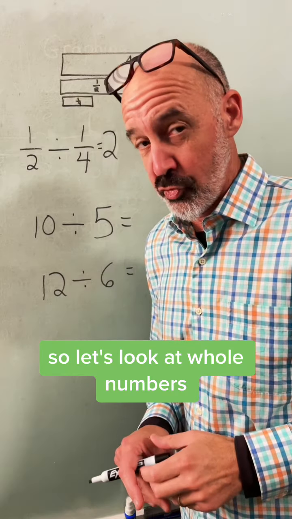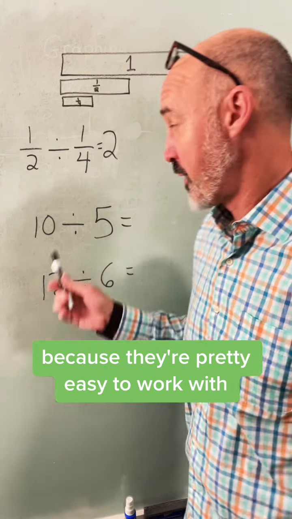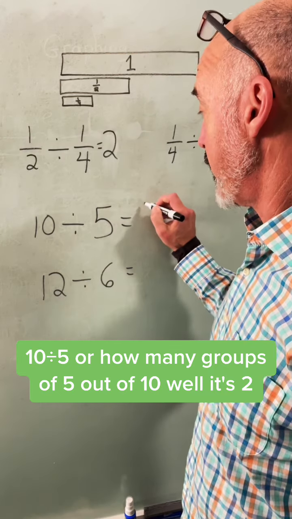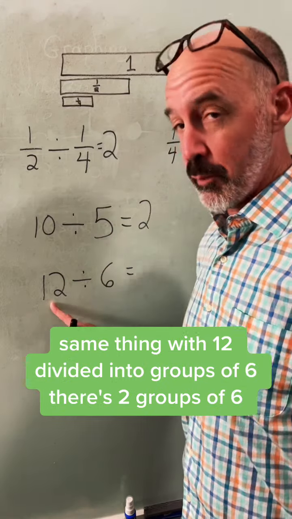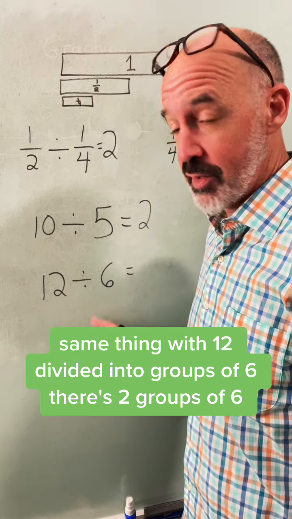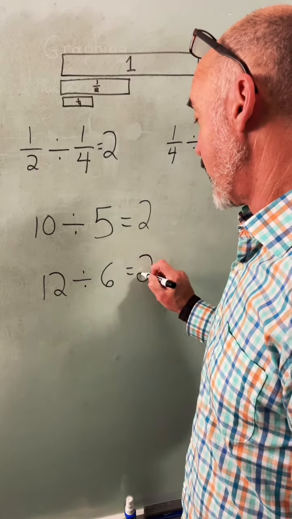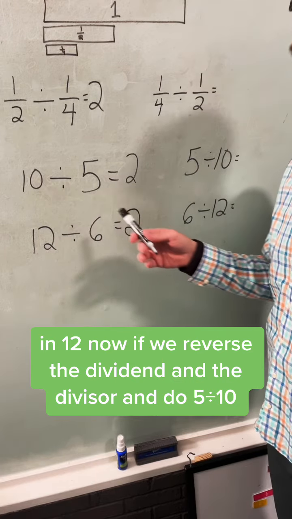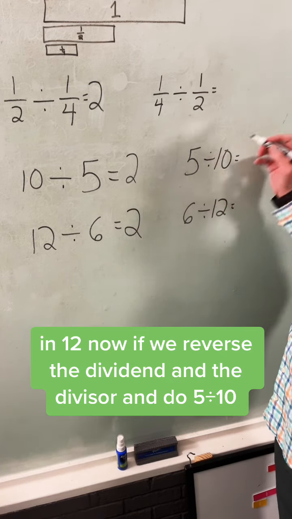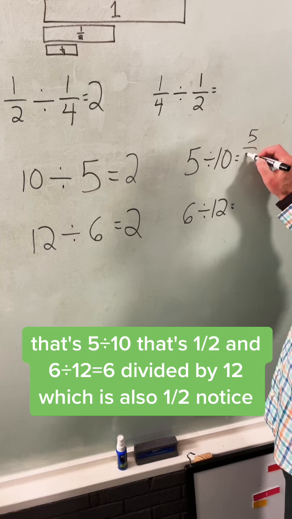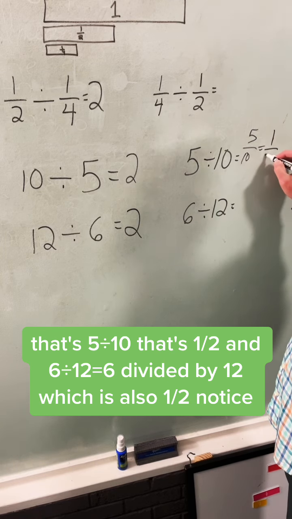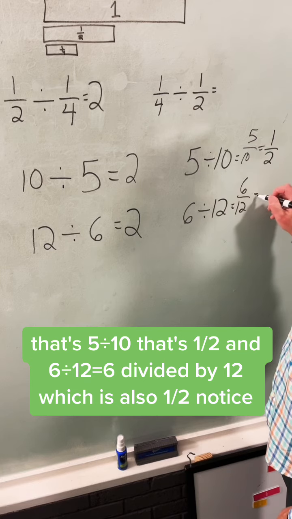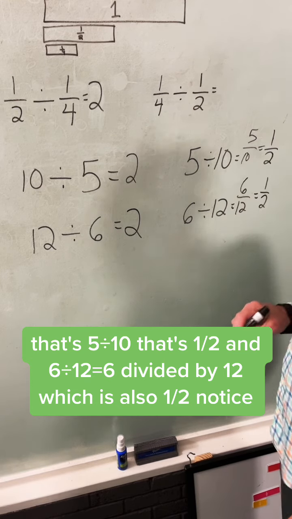So let's look at whole numbers because they're pretty easy to work with. 10 divided by 5, or how many groups of 5 in 10? Well, it's 2. Same thing with 12 divided into groups of 6. There's two groups of 6 in 12. Now, if we reverse the dividend and the divisor and do 5 divided by 10, that's 1/2. And 6 divided by 12 is also 1/2.